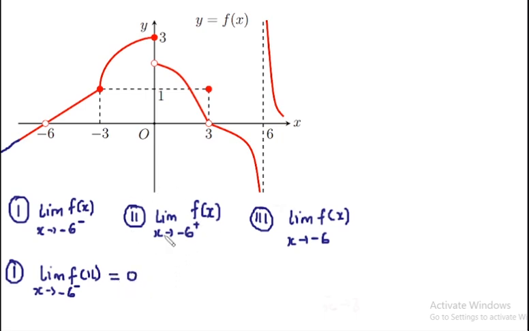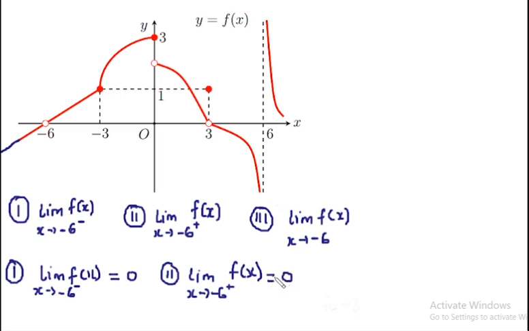So for this second problem, we are asked to find the limit as x approaches -6 from the right hand side. Let's go back to our graph. So as x approaches -6 from the right hand side, the y value is getting closer and closer to 0. So this is equal to 0.